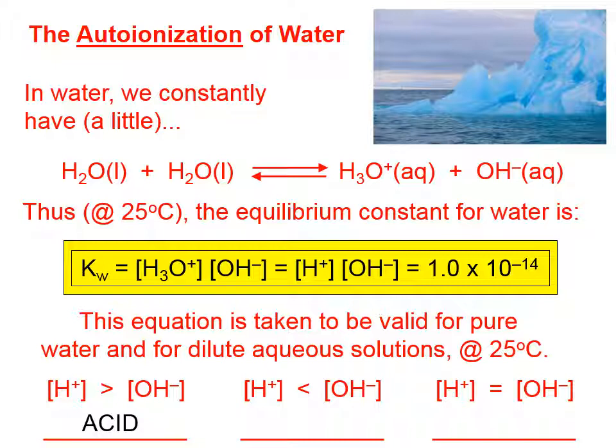If we have an acid or base, the balance between hydrogen ion and hydroxide ions is disrupted. For an acid, hydrogen exceeds hydroxide. For a base, hydroxide exceeds hydrogen. And, of course, for a neutral solution, the concentrations of hydrogen and hydroxide ions are the same.